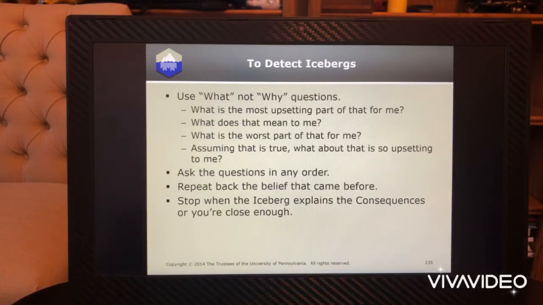So some examples of what questions are: what is the most upsetting part of that for me? What does that mean to me? What is the worst part of that for me? And then, assuming that is true, what part of that was so upsetting?